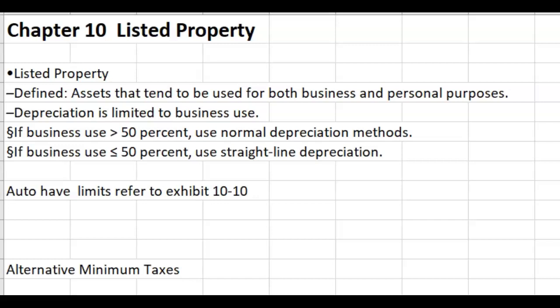I'd also like to go over alternative minimum tax. Alternative minimum tax I will review with you on the last class, and it is an adjustment where you may have to pay more taxes because your income goes over a certain threshold.